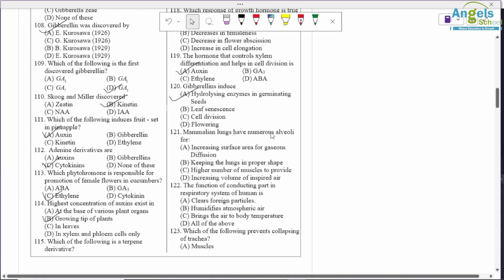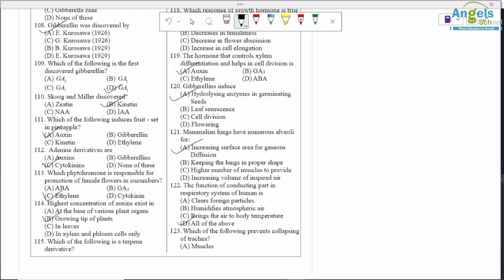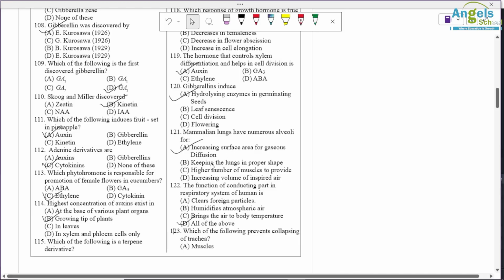Mammalian lungs have numerous alveoli for... So it increases the surface area and gaseous exchange. So here A option is correct. The function of conducting part in respiratory system of human is... So the function of conducting part is to clear foreign particles, humidify atmospheric air and bring air to body temperature. So all of the above options are correct. All of the above are the functions of the respiratory system in human.